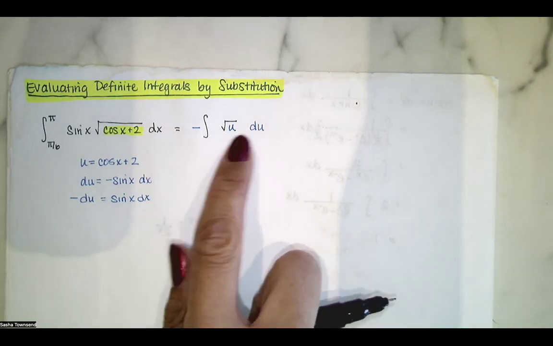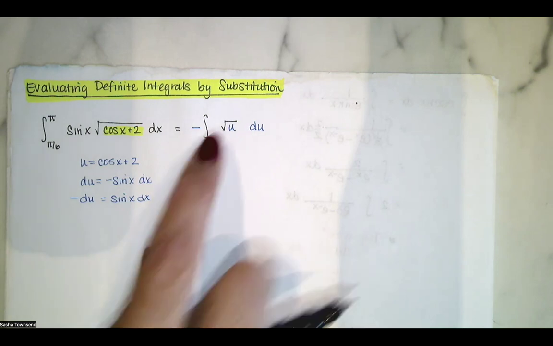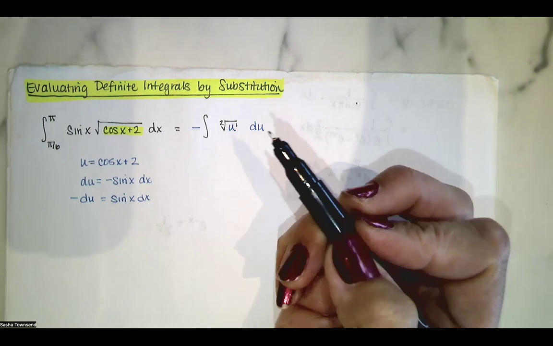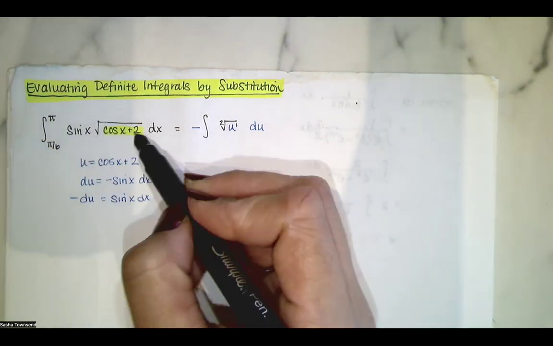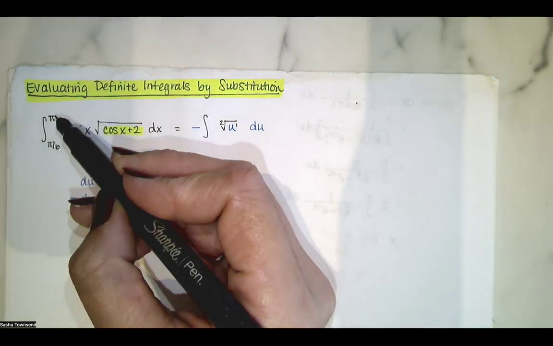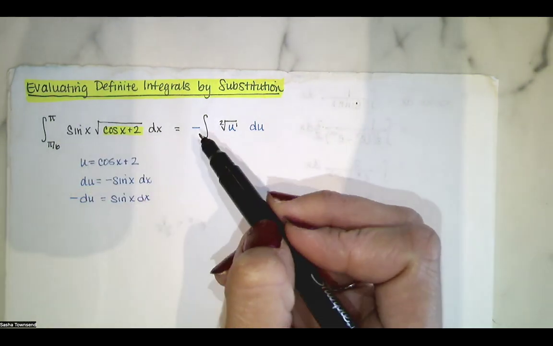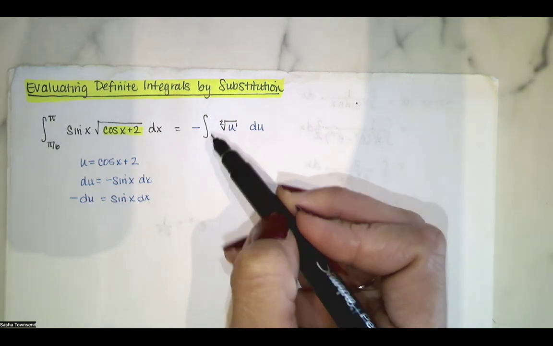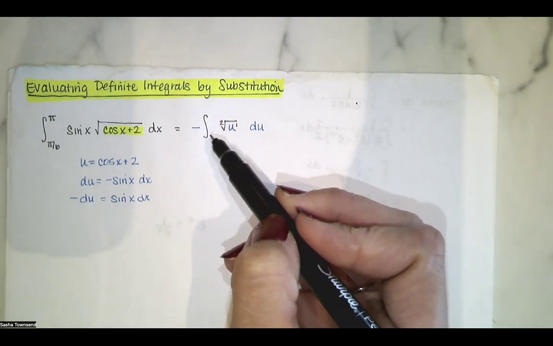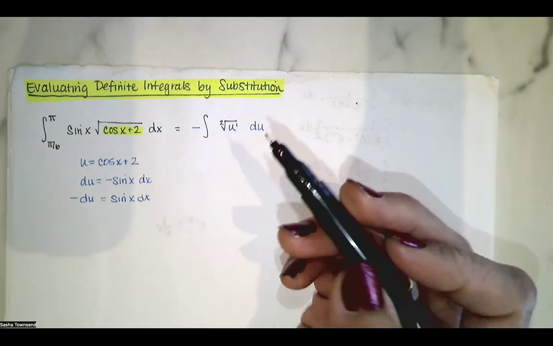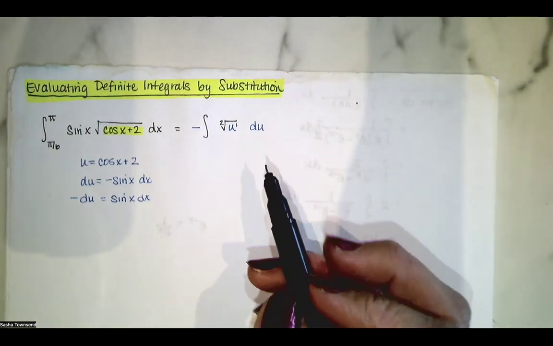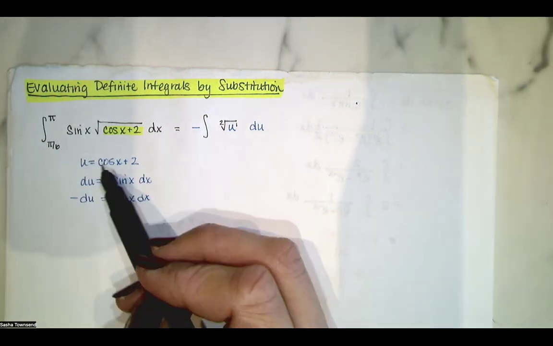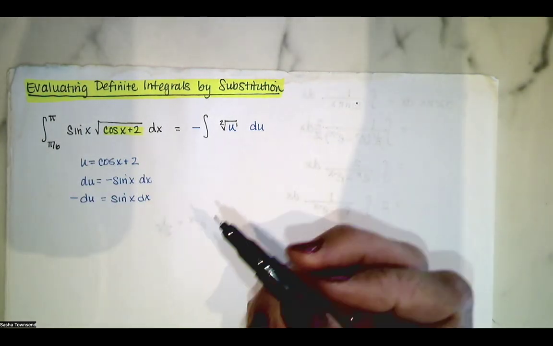So I say to myself, do I have a rule for that? I do if I rewrite that square root as a 1/2 power, but we need new bounds as well. The integral of this function from x equals pi over 6 to x equals pi is equal to an integral involving u, but I need my bounds to be values of u as well. So I need to start from u equals some number to u equals some other number. To figure out what those bounds are, it's actually really simple. You just plug in the original bounds to this function and you'll find new bounds for u.